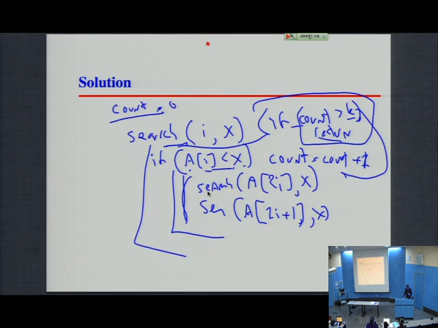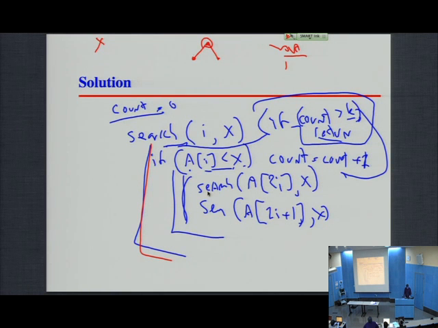I start at the root, right? Is this element less than or equal to the value x? If it is greater than the element x, I bomb out and do nothing, right? If it is less than the element x, I increase my count of the number of elements less than x by 1 because I have seen one. And I start to recursively explore this side and then potentially this side, because the children of this are also potentially less than x, right?